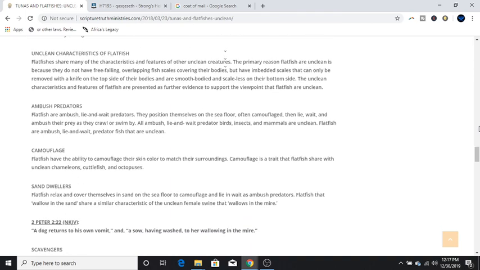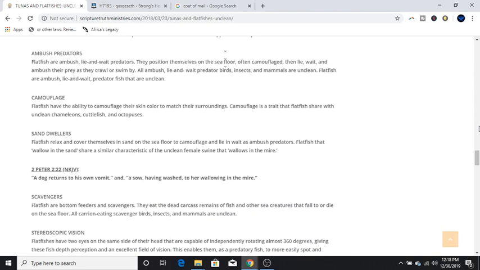Unclean characteristics of flatfish. Flatfishes share many of the characteristics and features of other unclean creatures. The primary reason flatfish are unclean is because they do not have free-falling, overlapping fish scales covering their body, but have embedded scales that can only be removed with a knife on the top side of their bodies and are smooth-bodied and scaleless on their bottom side. These characteristics are presented as further evidence to support the viewpoint that flatfish are unclean.